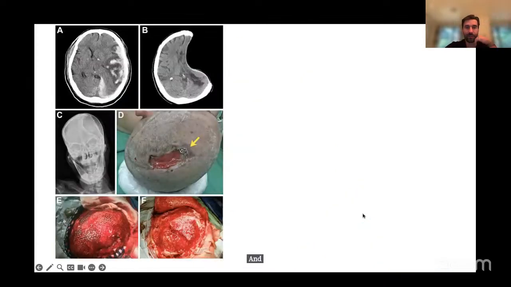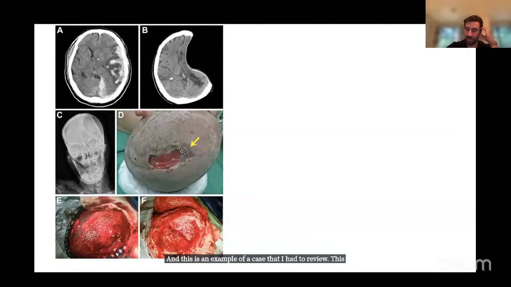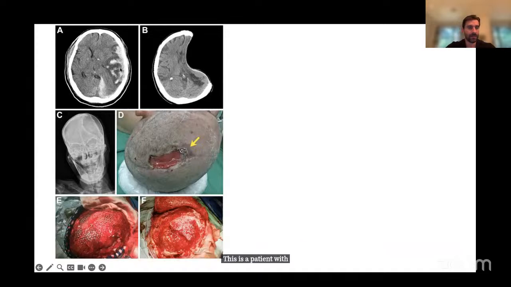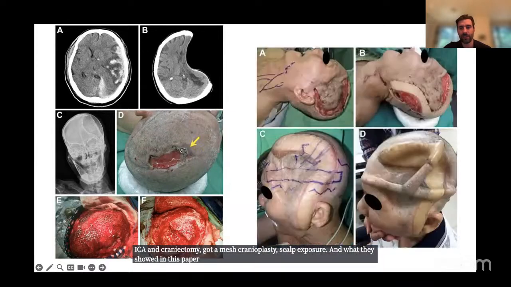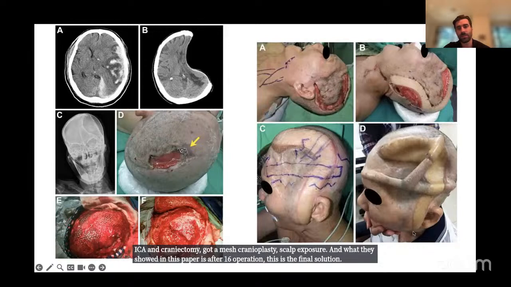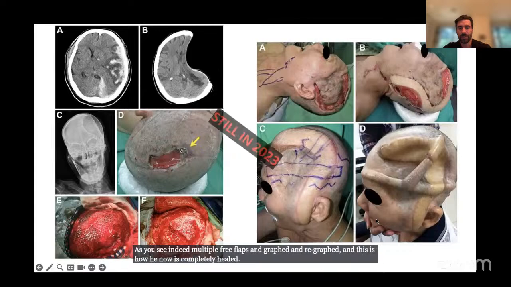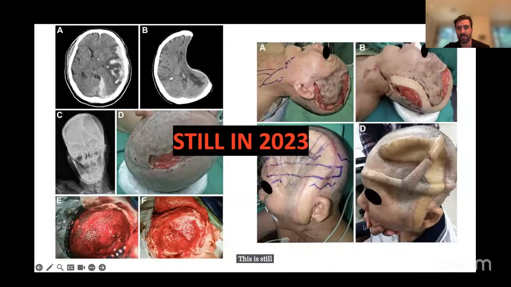And this is an example of a case that I had to review. This is a paper that was published in December of 2023. They asked me for my opinion. This is a patient with, as you see, a TBI, left ICH, hemicraniectomy, got a mesh cranioplasty, scalp exposure. And what they showed in this paper is after 16 operations, this is the final solution, as you see in D. He had multiple free flaps and graft and rib graft, and this is how he is now completely healed. This is still in 2023, and this is not acceptable in my opinion.